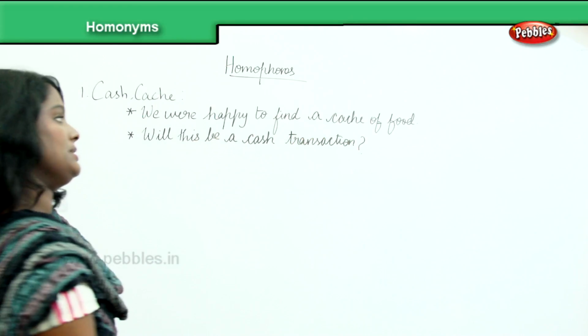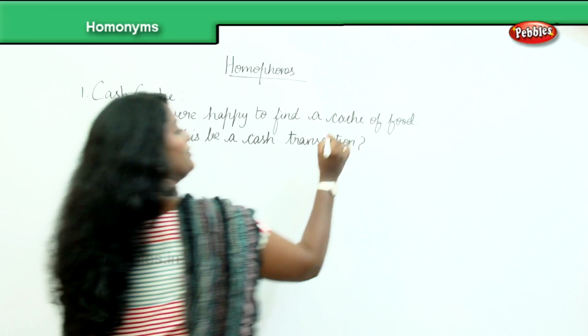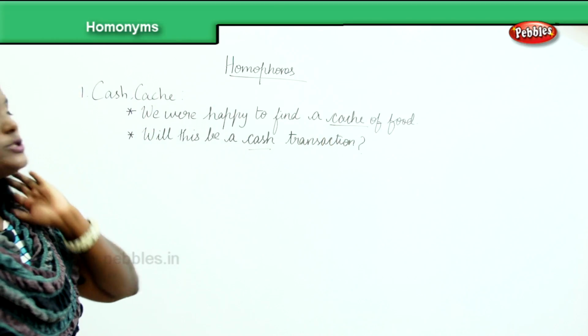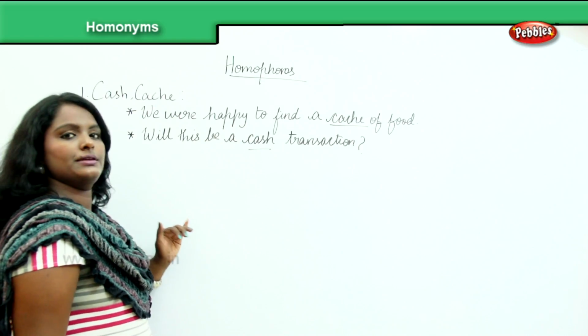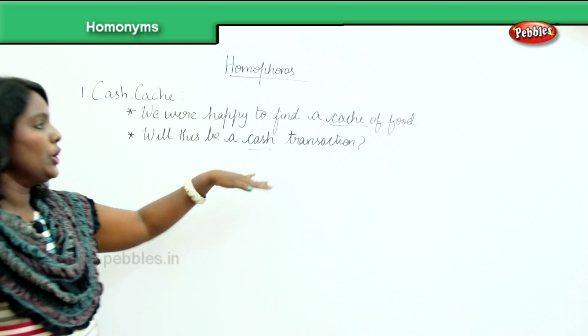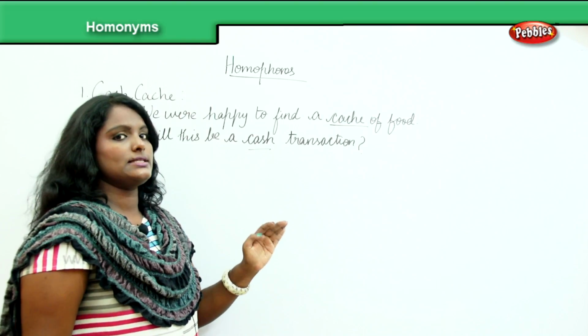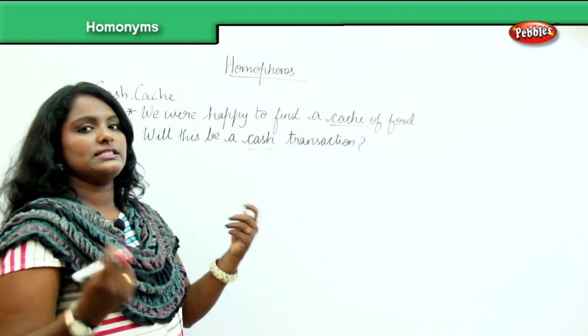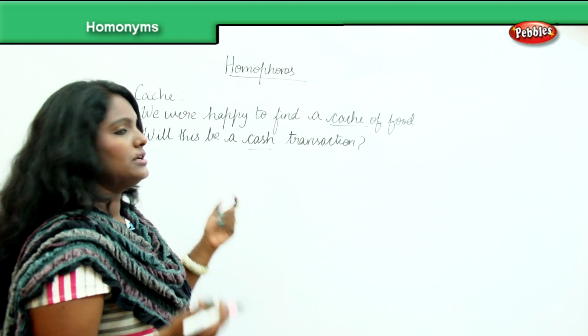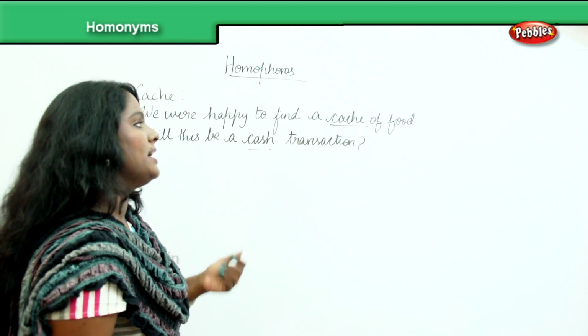Let me highlight both the caches here for you. This is a cache and this is a cache. What is the difference between this and that? Read the sentence and try to get the difference. I'm sure you know the meaning for both the words. This cash means the money. Will this be a cash transaction? It deals with the money.